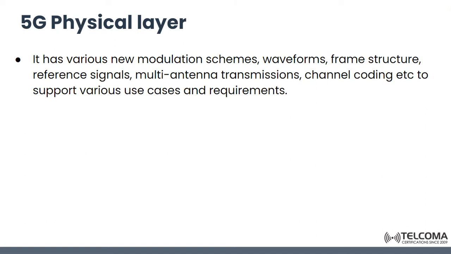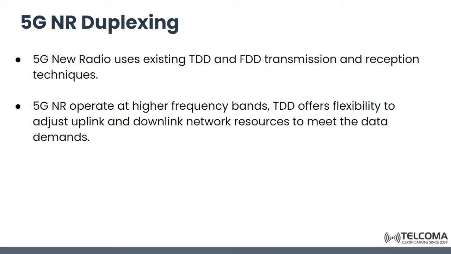So it has various modulation schemes, waveforms, frame structure, reference signals, multi-antenna transmission, channel coding, etc., so that it can support the various use cases and requirements. Now duplexing. 5G new radio uses existing time division duplex and frequency division duplex transmission and reception techniques. They operate at higher frequency bands. Time division duplex offers the flexibility to adjust the uplink and downlink network resources so that it can meet the network demands also.